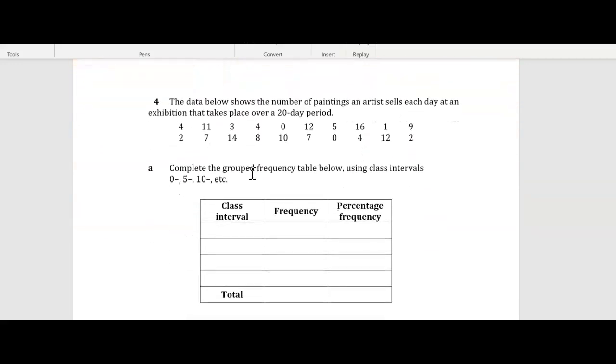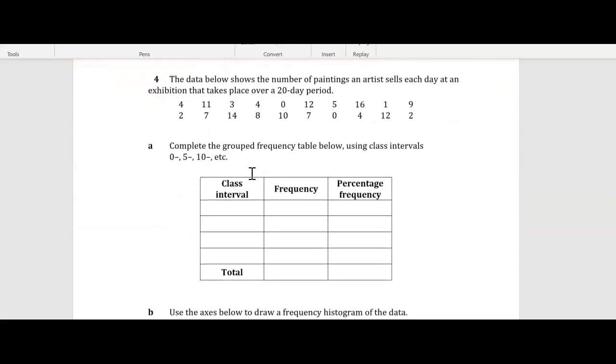All right, moving on to question 4. So the data below shows the number of paintings an artist sells each day at an exhibition that takes place over a 20-day period. All right, so your class intervals. So this one, we're going to go 0 to 4, 5 to 9, 10 to 14, and then we can just do 15 plus.